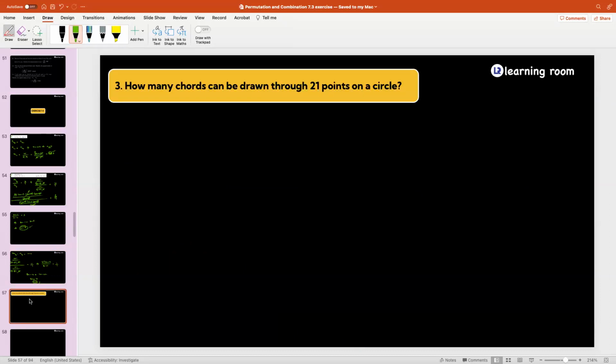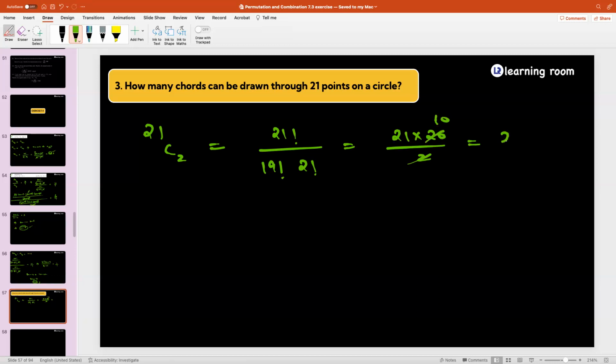So next is, how many chords can be drawn through 21 points on a circle? So 21 points are there. For drawing a chord, you need to choose 2 points. So 21C2 will be the answer. It is 21 factorial divided by 19 factorial into 2 factorial, which will be 21 into 20, the whole divided by 2. It will be 10, so it will be 210. There will be 210 chords that can be drawn.